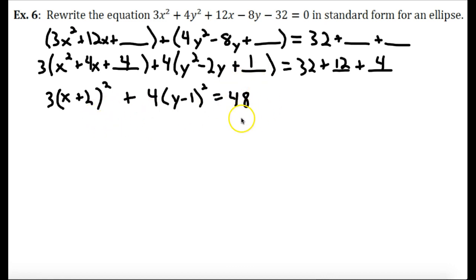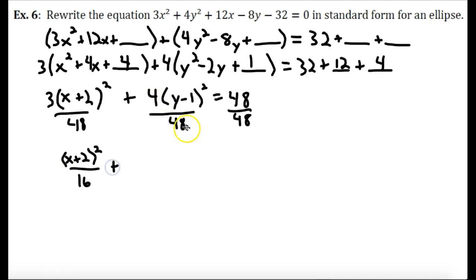Now I want this to be a 1, so I need to divide everything by 48. And then we just simplify the fractions. So 3 over 48 would be 1 over 16. Then 4 over 48 would be 1 over 12, and it equals 1. So this would be the standard form of this equation.